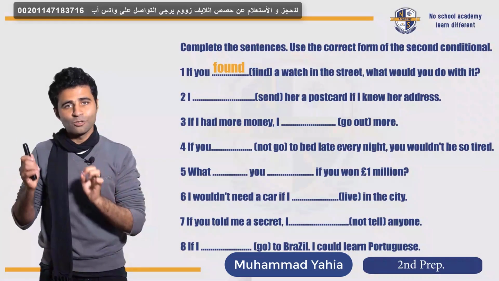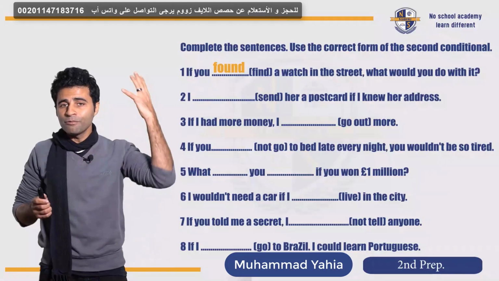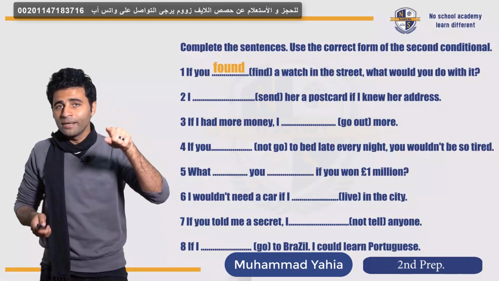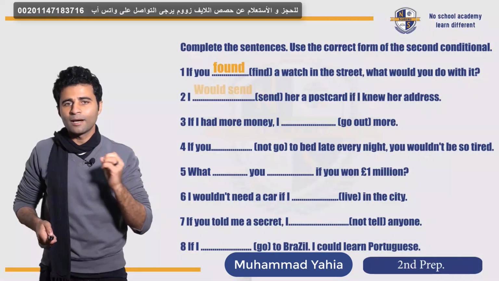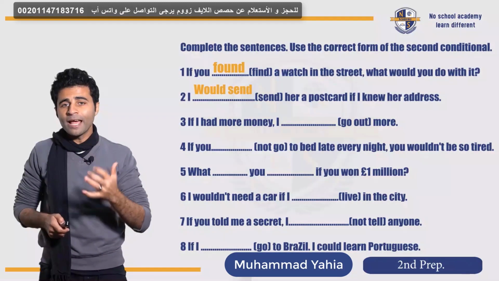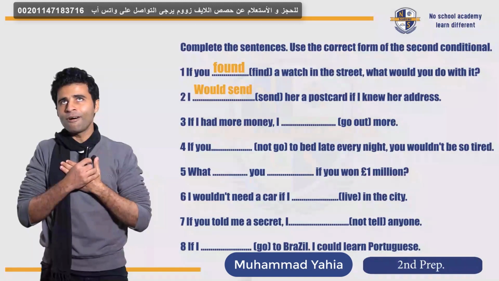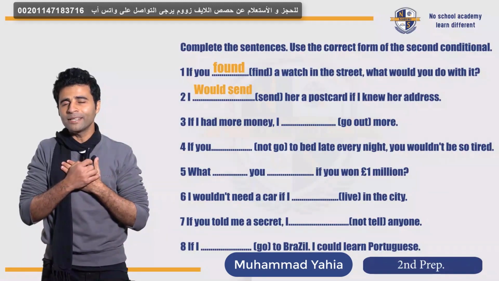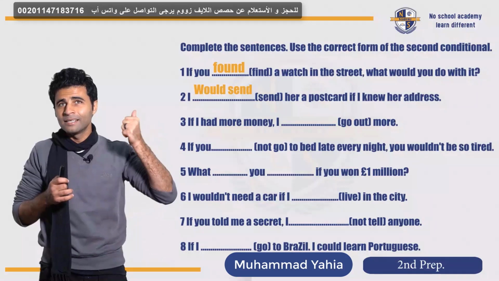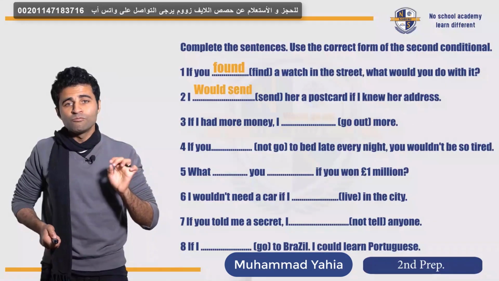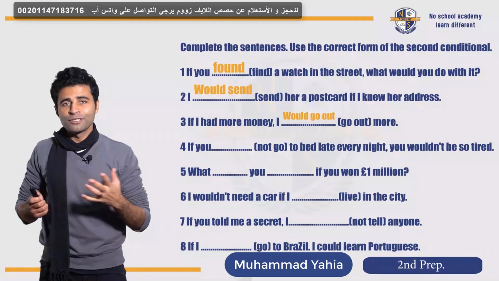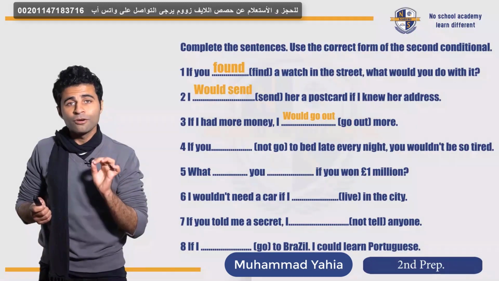Of course, to know the address. If I knew her address, I would, excellent, I would send her a postcard. Number three, if I had more money. If I had more money, this action in the past, had, have, had. So I would go out more with my girlfriend.